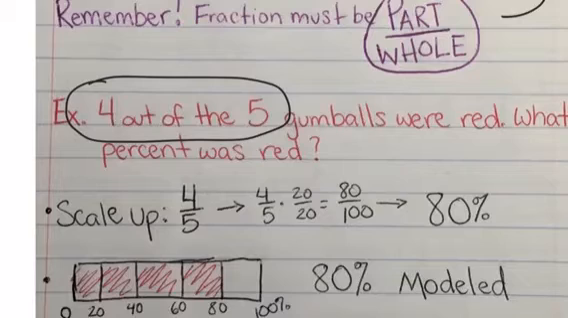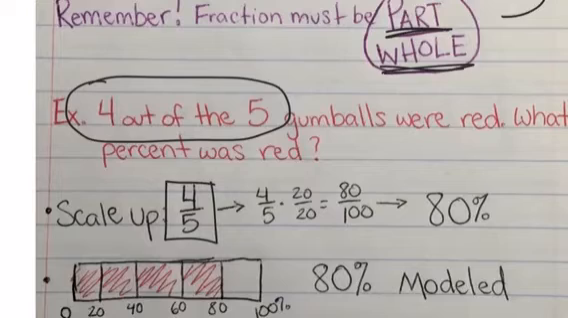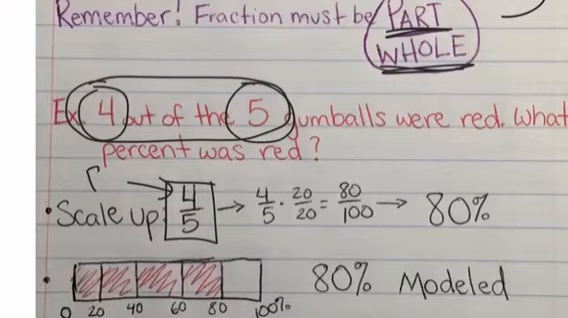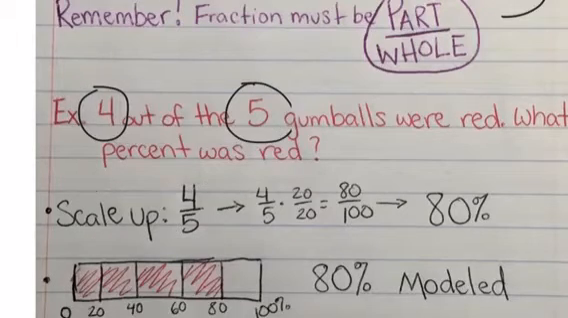So we can write that pretty easily as a fraction 4/5, because 4 is the part and 5 is the whole. So the 4 goes on top because it's the part, and the 5 goes on the bottom because it's the whole. Alright, now I'm going to clean some of this up so we can actually do some work.